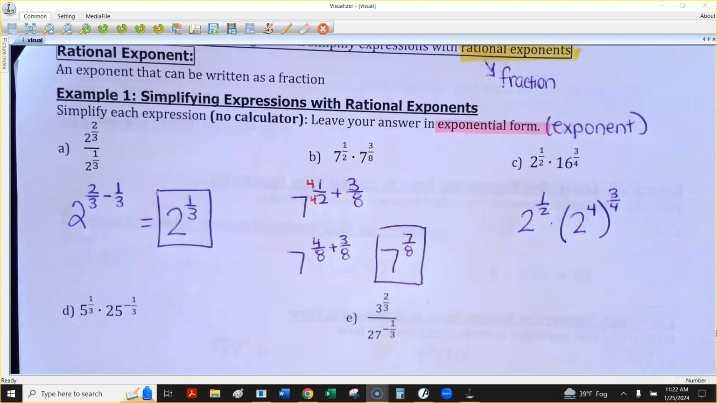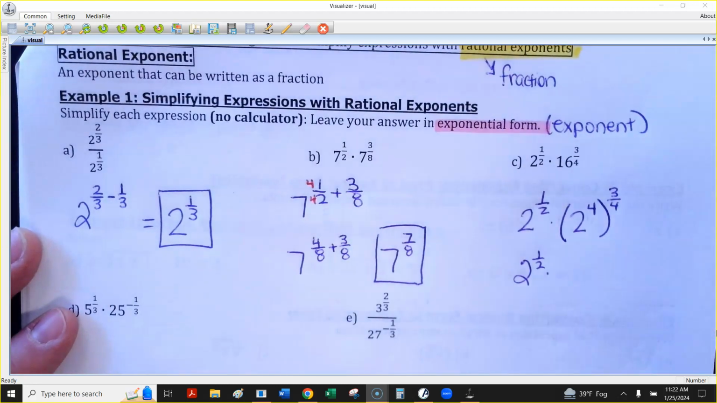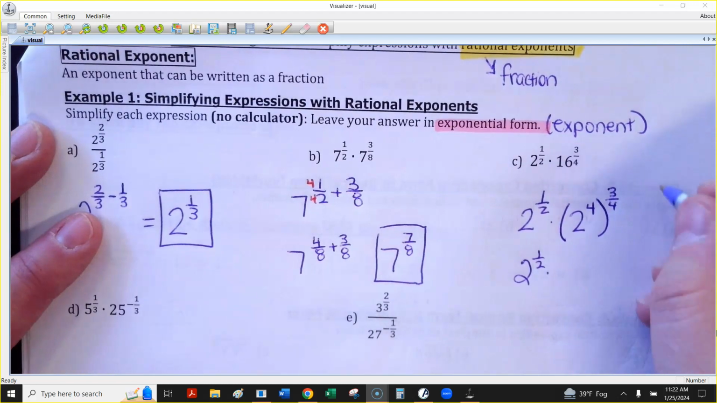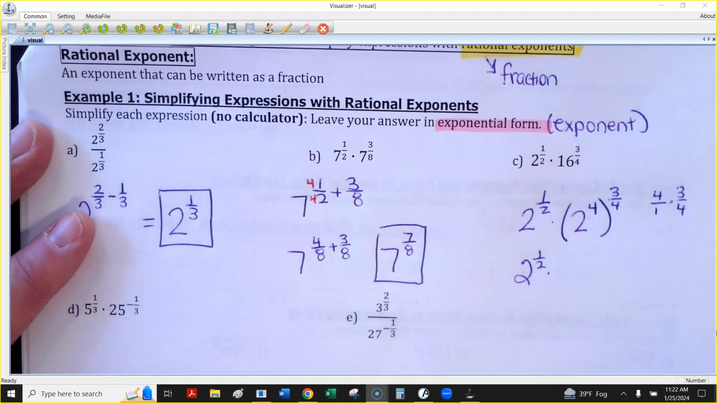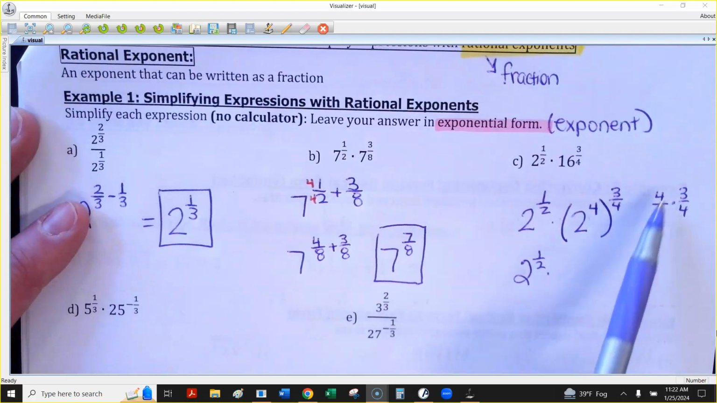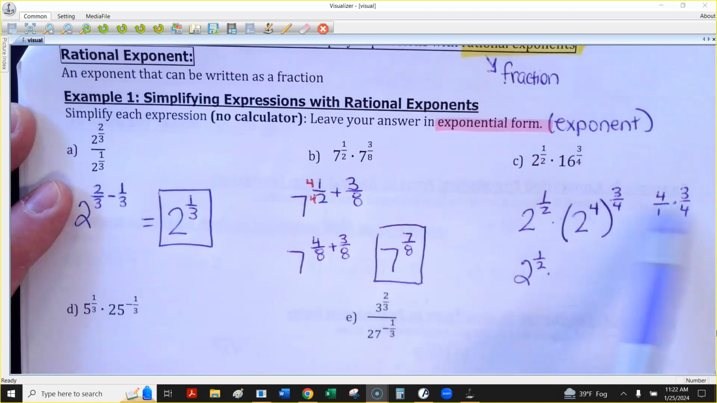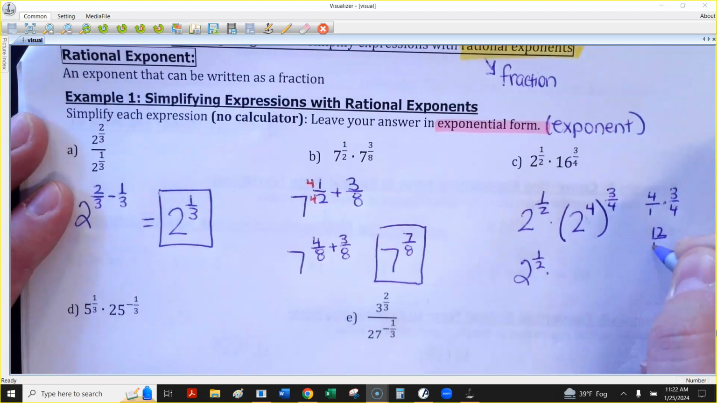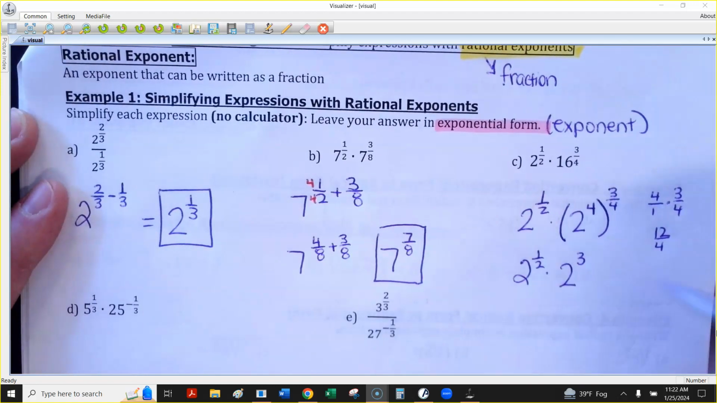Now, once I have that, this is going to be helpful to us. So this is 2 to the 1/2. Just using exponent properties, power to a power, you don't need a common denominator here. Power to a power, you would multiply the exponents together. So this would be just 4, so I just wrote 4/1 times 3/4. Just multiply straight across the top, straight across the bottom. So you would get 12/4, which is actually going to mean this guy just has an exponent of 3.